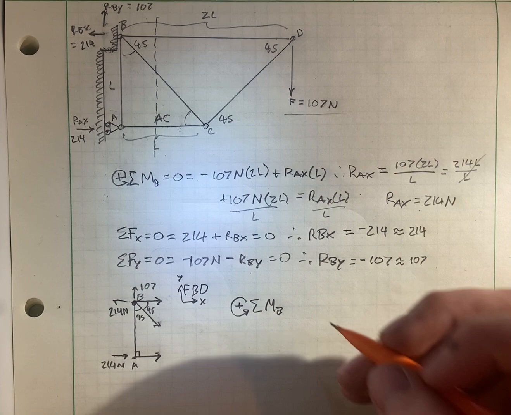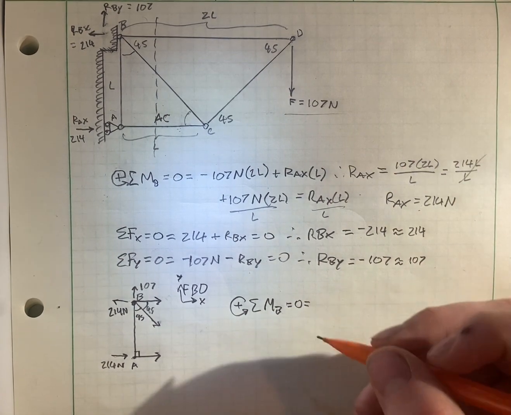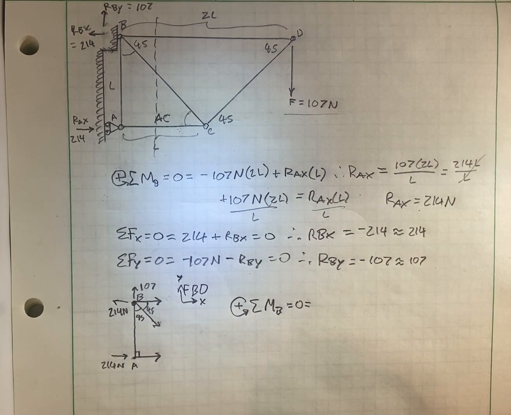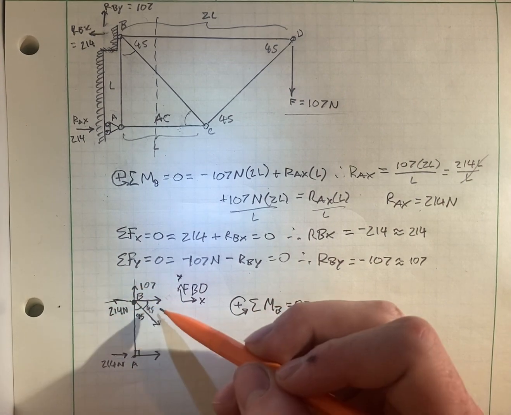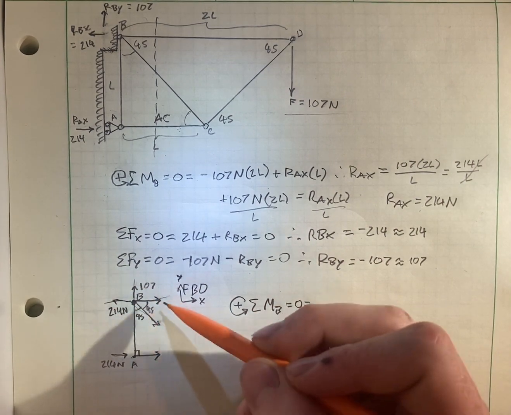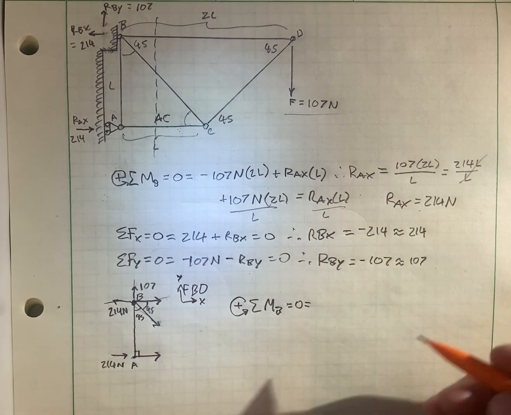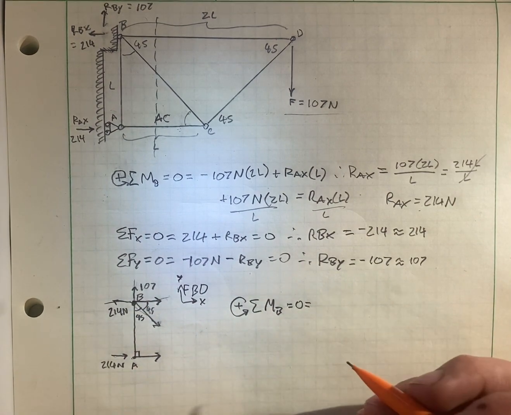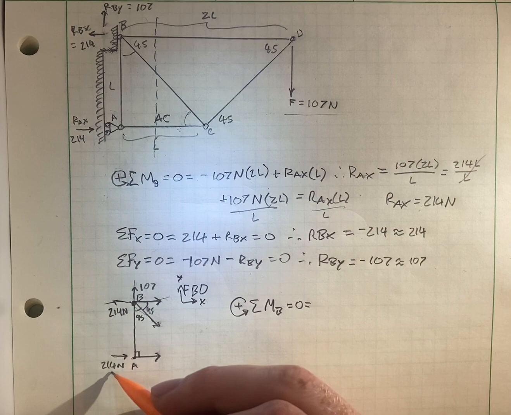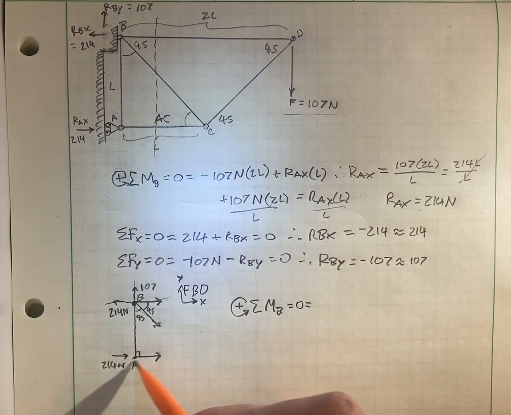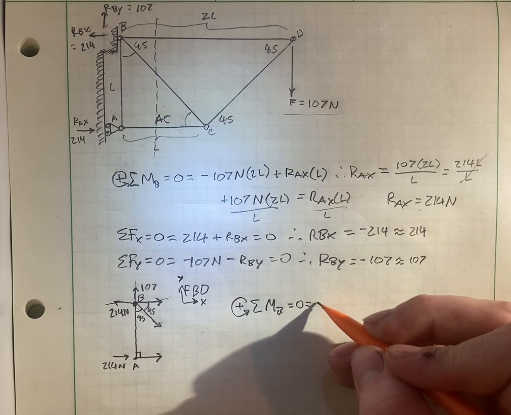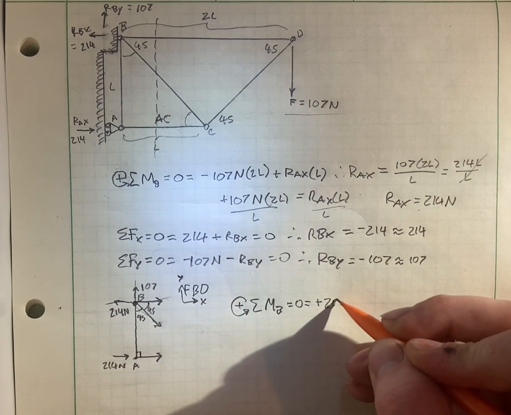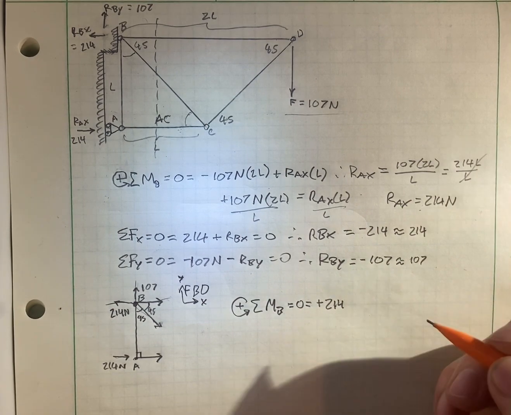And this time we basically have two forces, right? Because all of these ones cancel out. This one's canceled out, that one's canceled out, and then these two are also, because they all run through B. So we have 214 down here, right? And that's swinging it this way, which is positive. So I'm going to put a positive 214 in there.